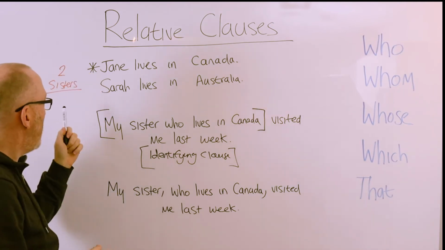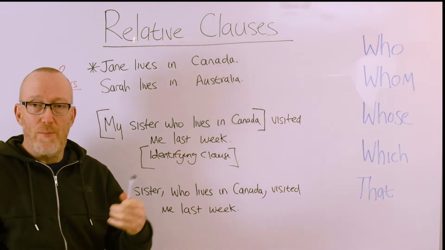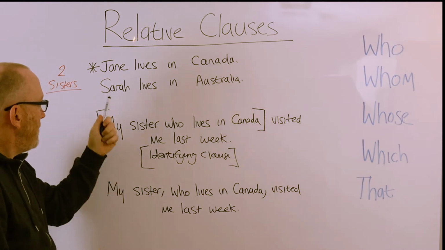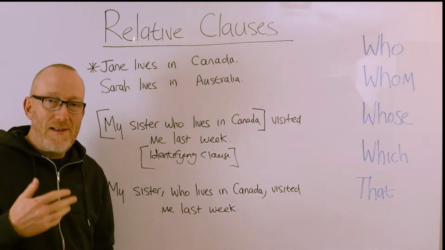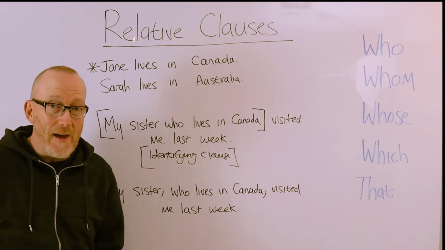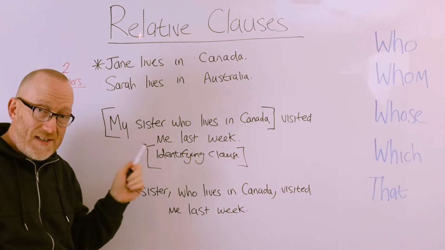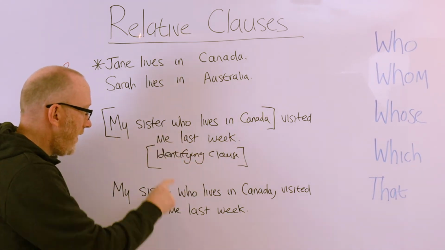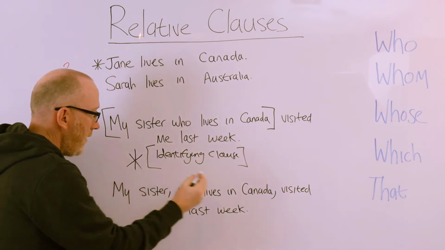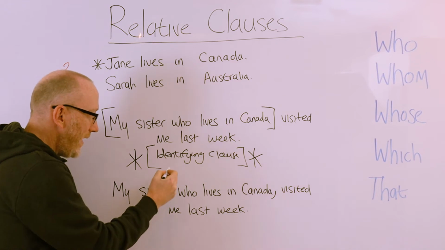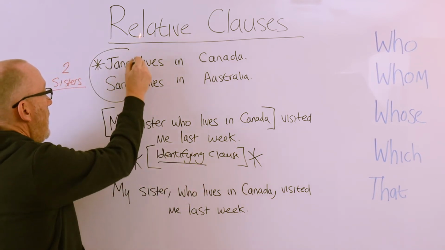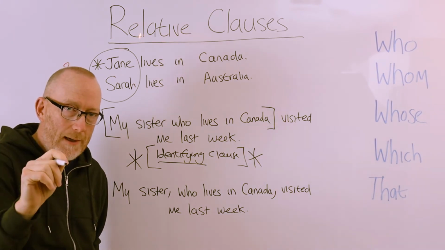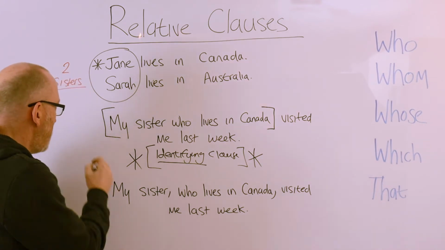Yeah? So these two sisters, there could be three, there could be five, there could be as many sisters as we can count. Obviously, for this example, I'm using sisters, but we could be talking about anything. The main thing I want you to understand here is, my sister who lives in Canada visited me last week, without any commas, is what we call an identifying clause. And it's identifying because there is more than one thing that we have to select from. Yeah? So, that's number one.